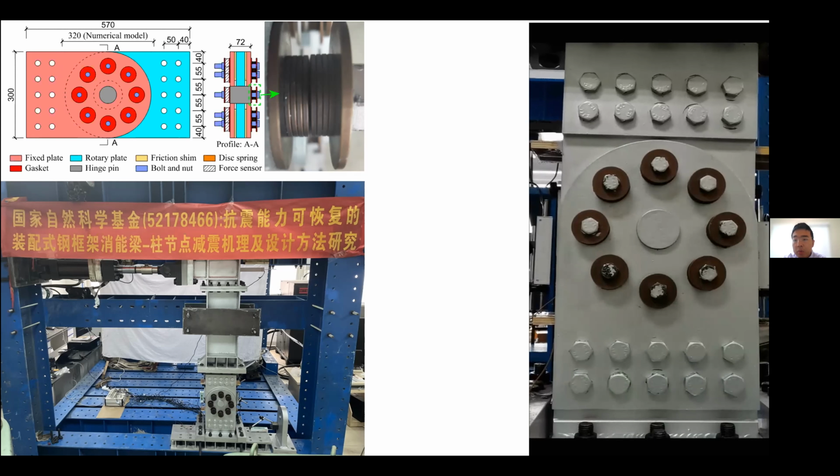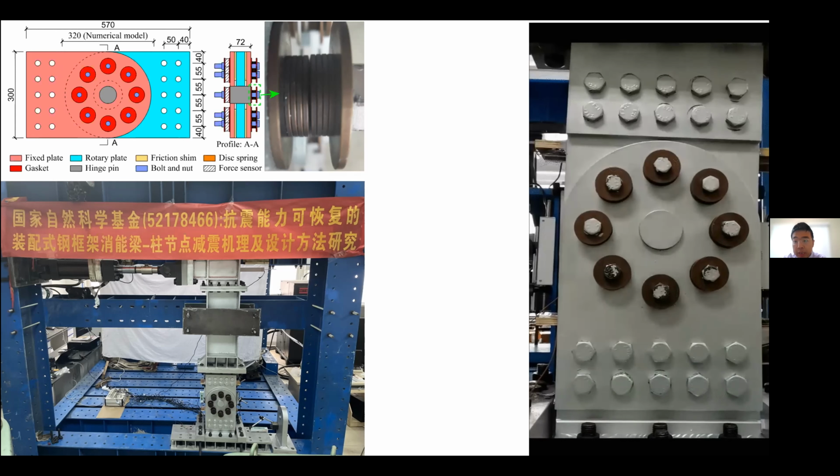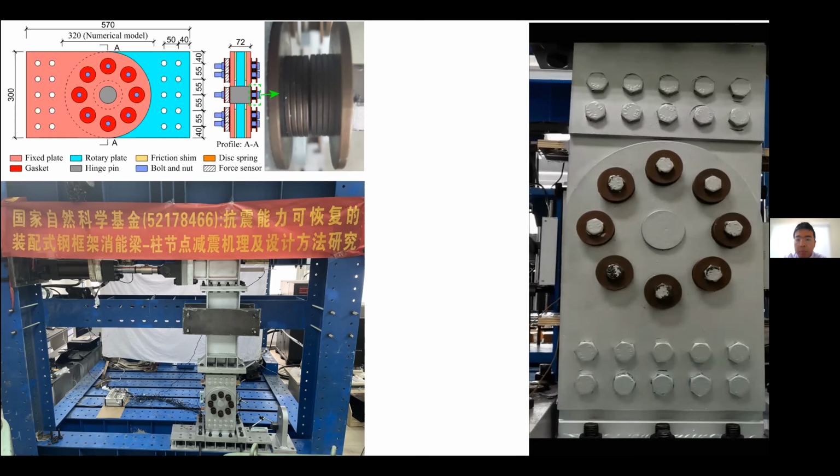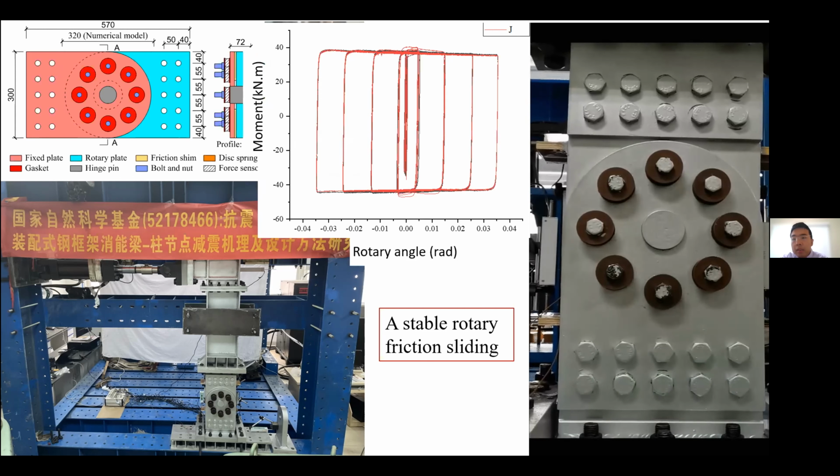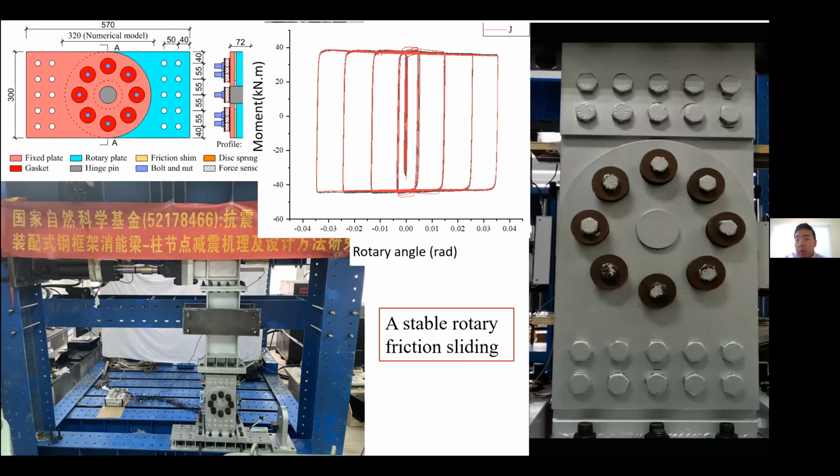So I have taken a cyclic test to justify the rotatory damper, and we can see here is a very stable sliding rotatory behavior between the moment, right? And the results are also very perfect.